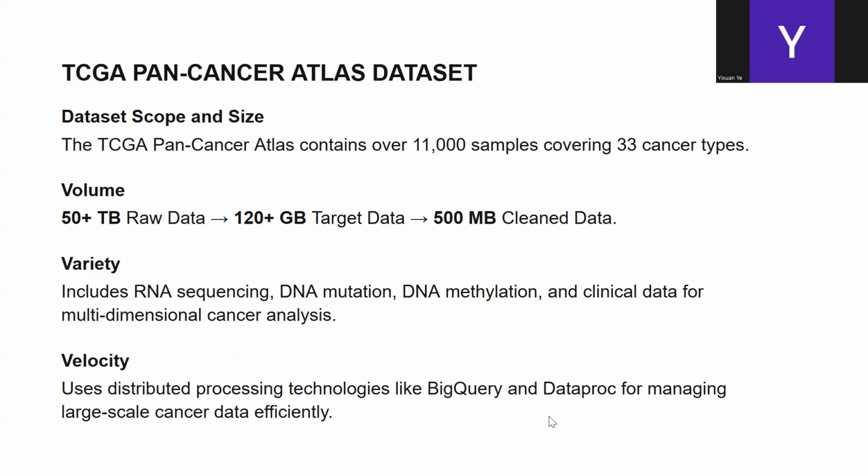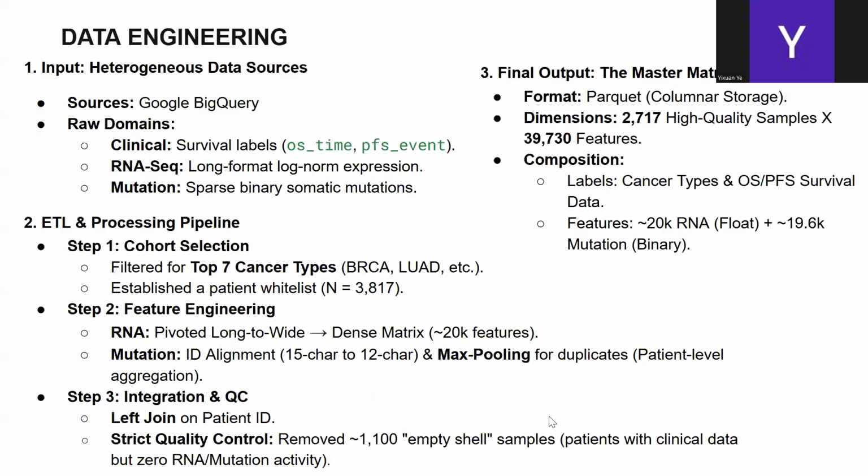Then moving on to our data engineering pipeline, we started by aggregating heterogeneous data from BigQuery, covering clinical, RNA, and mutation domains. Then we process this through a three-step pipeline. First, we select our cohort, filtering for the top 7 cancer types. Second, we handled feature engineering, which involved pivoting RNA data and standardizing mutation IDs. Finally, we integrated these data sets and applied strict quality control to remove about 1,100 empty samples.